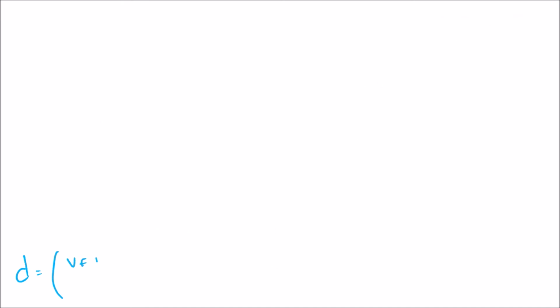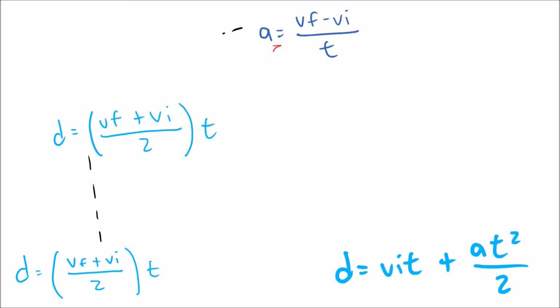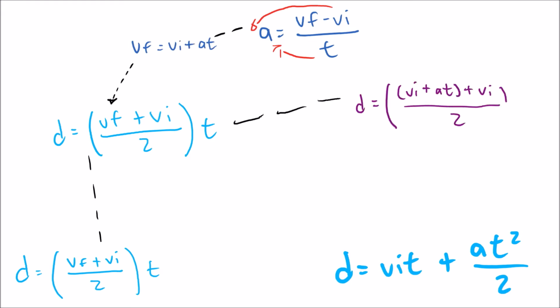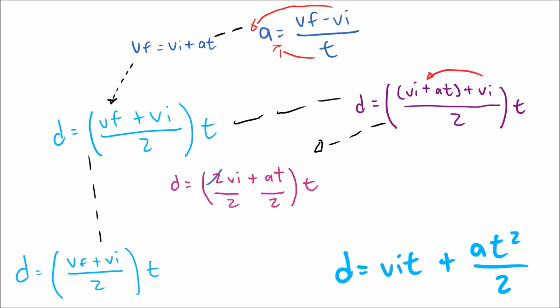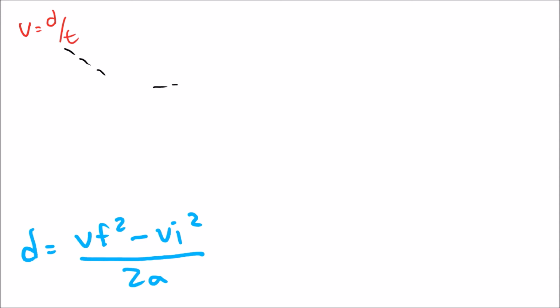Equation 5 was derived from equation 3 and equation 4, while equation 6 is the product of equations 1, 2, and 3.